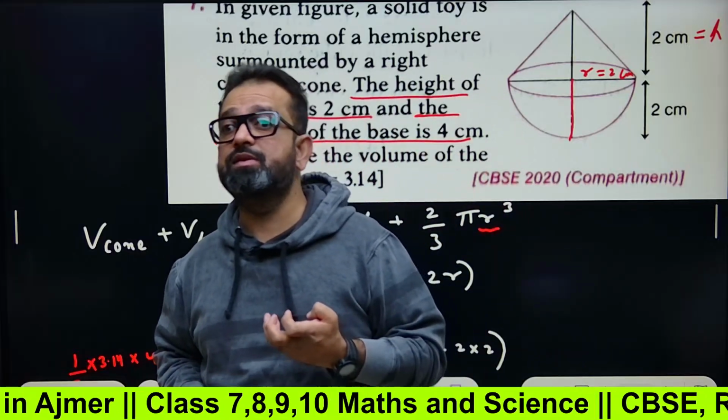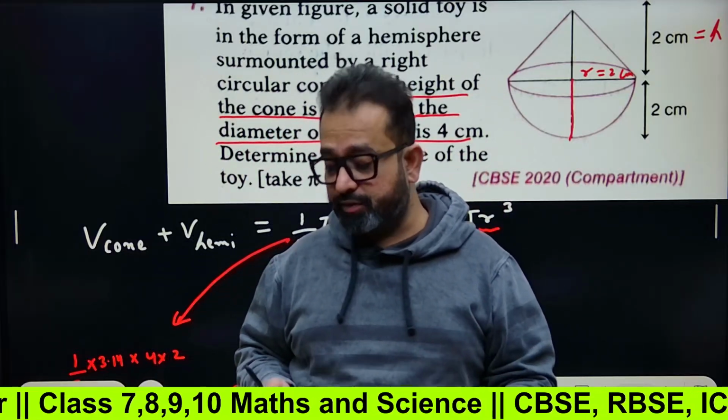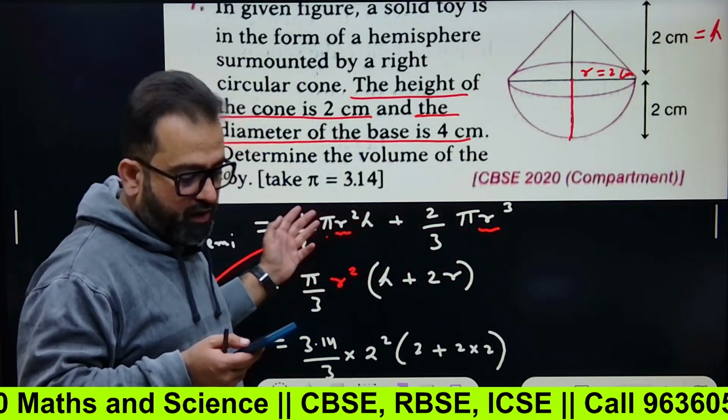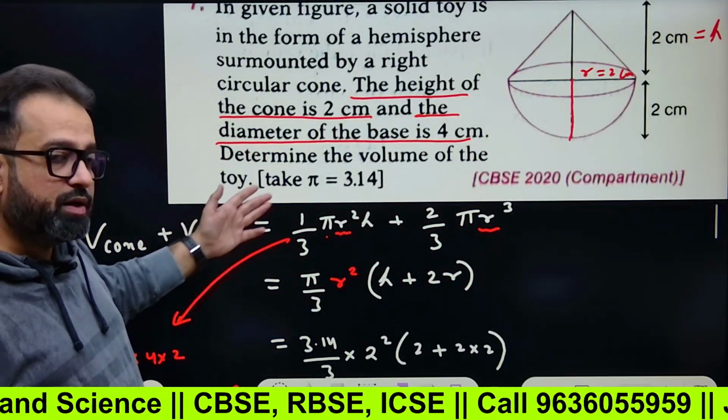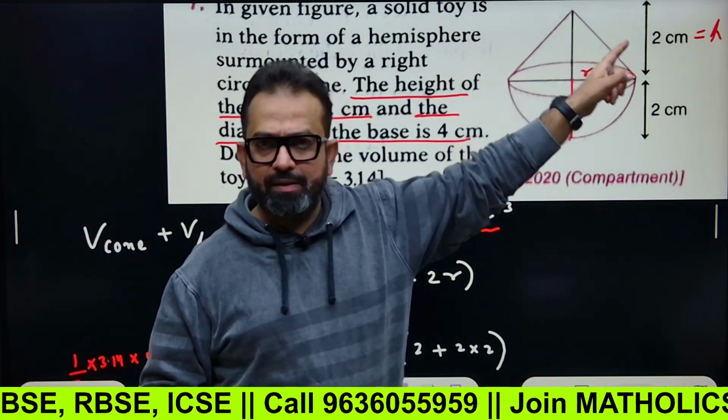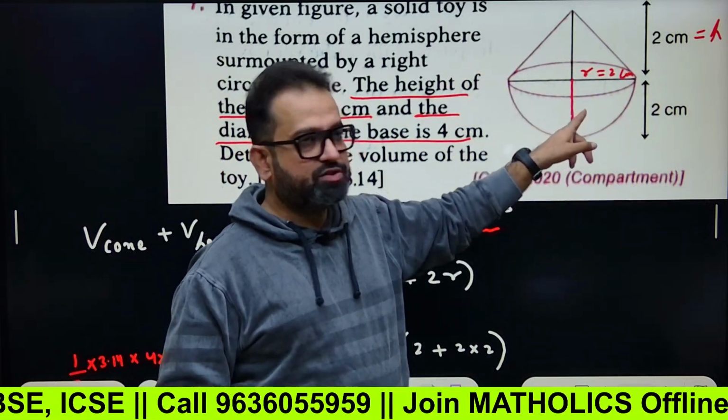You must actually remember the formula sheet before going to exams, or before even solving these types of questions. If you can remember the formulas, then only you can solve these types of questions. So, the first one is volume of cone, 1 by 3 pi r square h. The second one is 2 by 3 pi r cube.